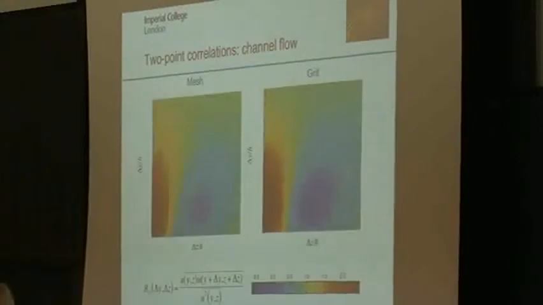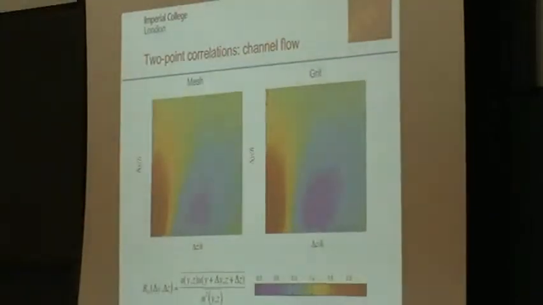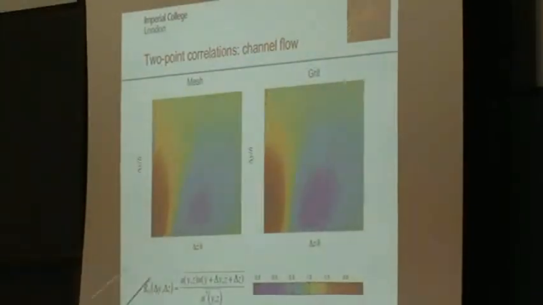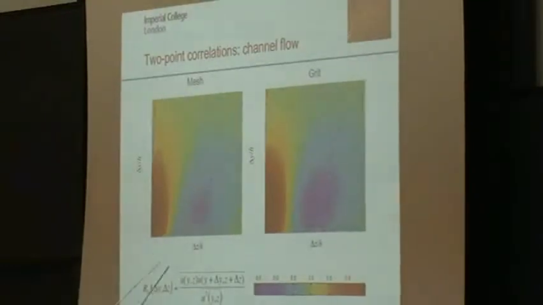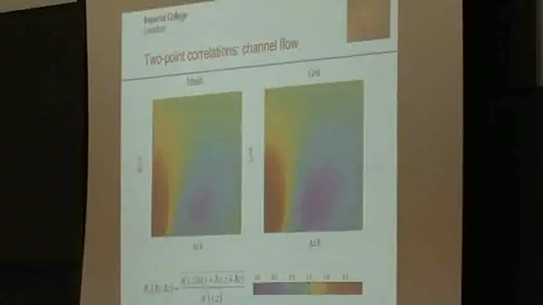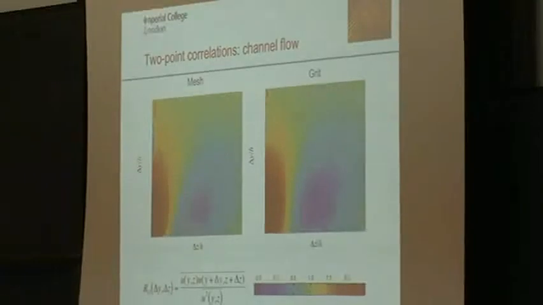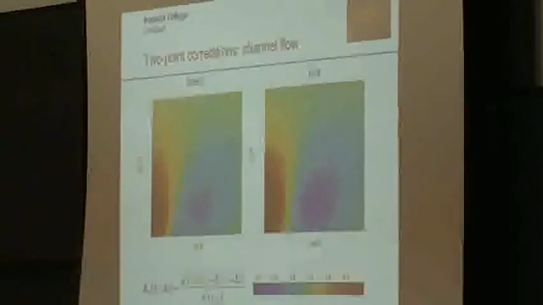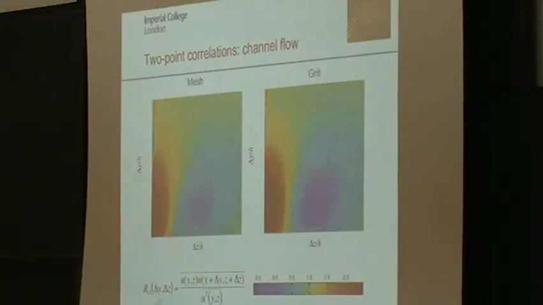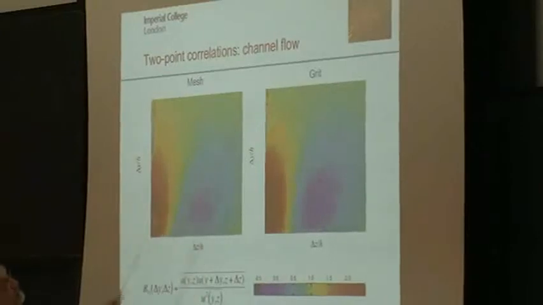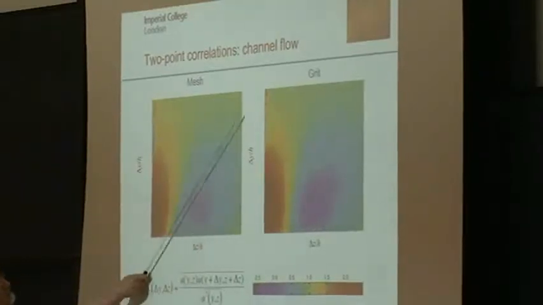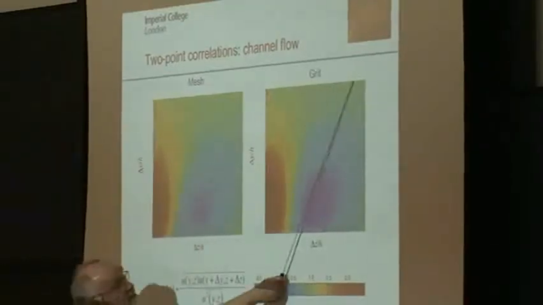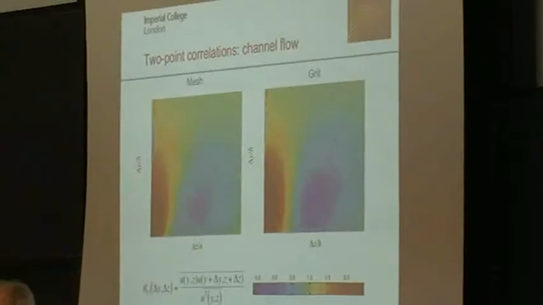What happens if you do the same sort of thing in space? Now we've got a two-point correlation across the span of the channel as a function of delta Z and delta Y. This is just classic Townsend analysis. So we've got a backflow region, which is indicative of a large roller structure in the XZ plane. In other words, it's elongated in the X direction. The only significant difference between these two is that this angle here is slightly more acute than that one. That's the inclination of the large structure.